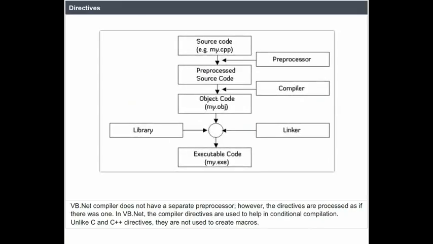The VB.NET compiler does not have a separate preprocessor. However, the directives are processed as if there was one. In VB.NET, the compiler directives are used to help in conditional compilation. Unlike C and C++ directives, they are not used to create macros.